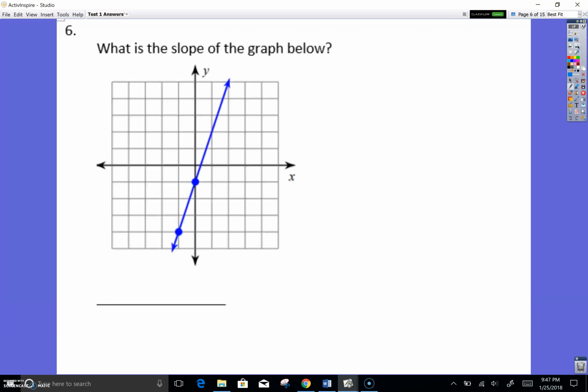Number 6, what is the slope of the line? Remember, rise, okay? You start from the left, you go up 3 and over 1. Remember, y over x, okay? Always start up and down, okay? That way you remember to put the 3 on top. So 3 over 1 is equal to 3.